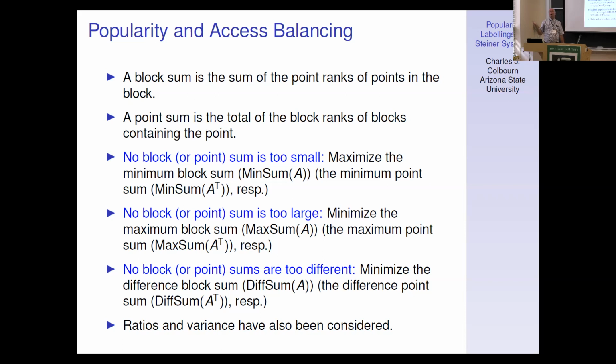I also don't want any block sum or any point sum to be too large. So then I want to minimize the maximum of the block sums. And that's the max sum problem. But really, if what I'm after is access balancing, what I want is I don't want the sum for one point to be really different from the sum for another point, or the sum for one block to be really different from the sum for another block. And those are the difference sum, or diff sum, problems.